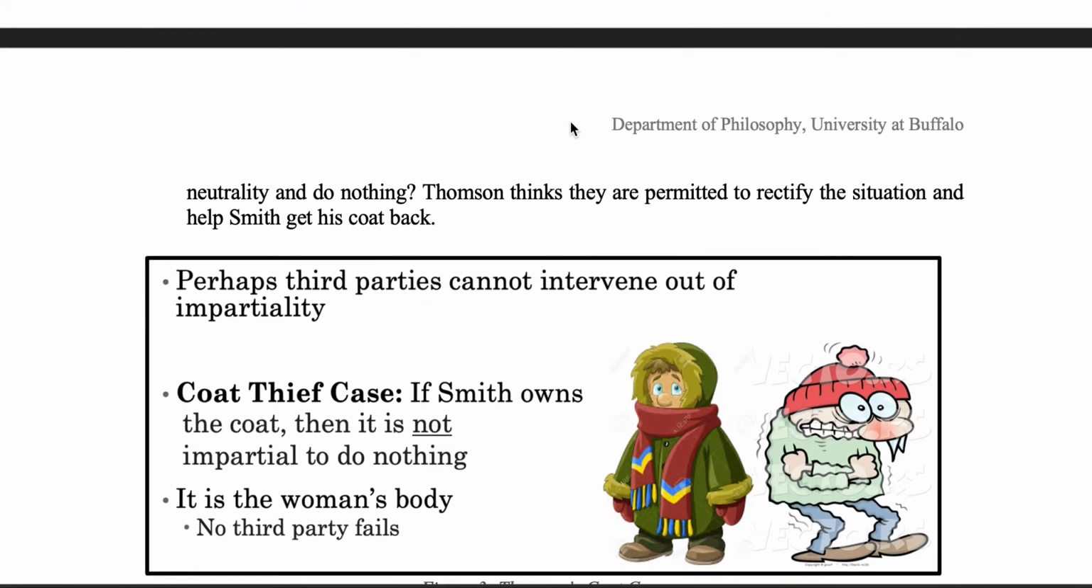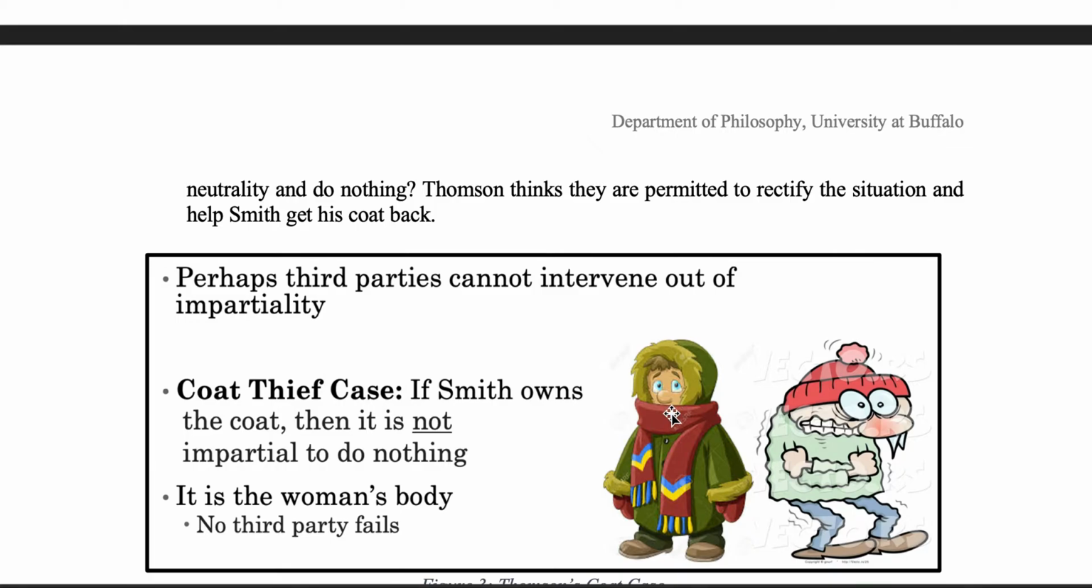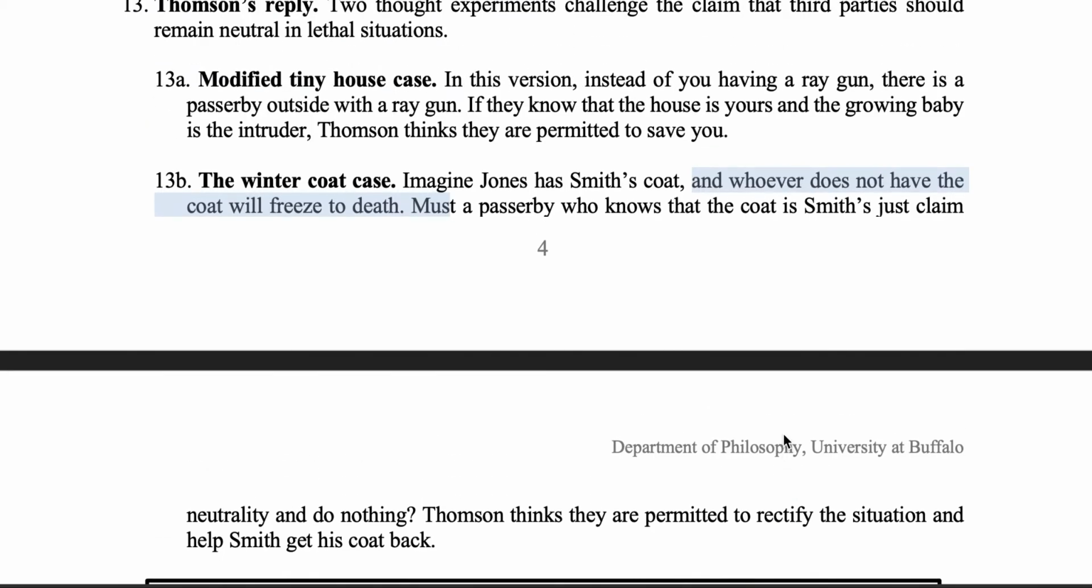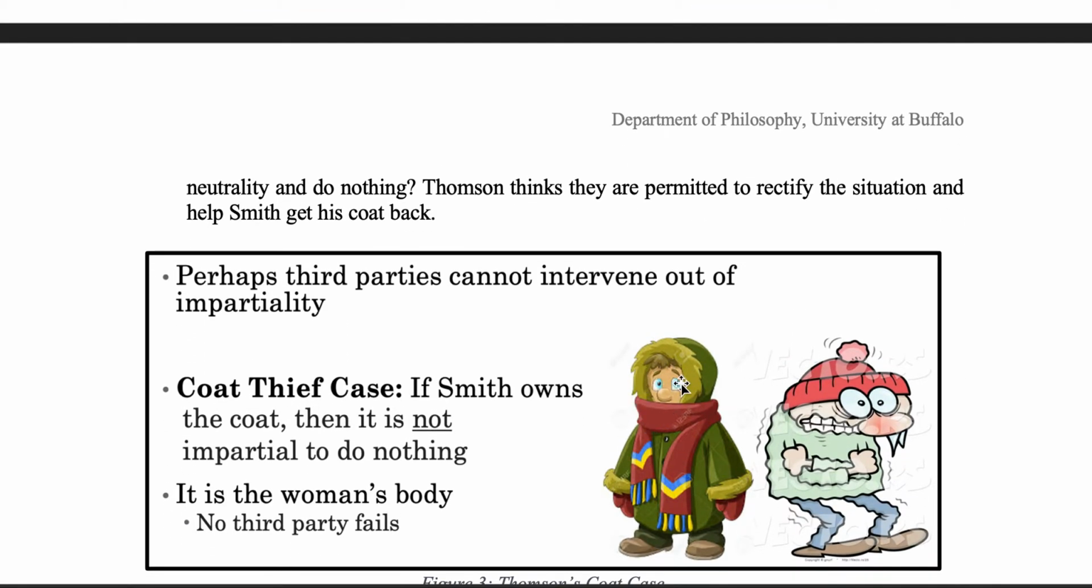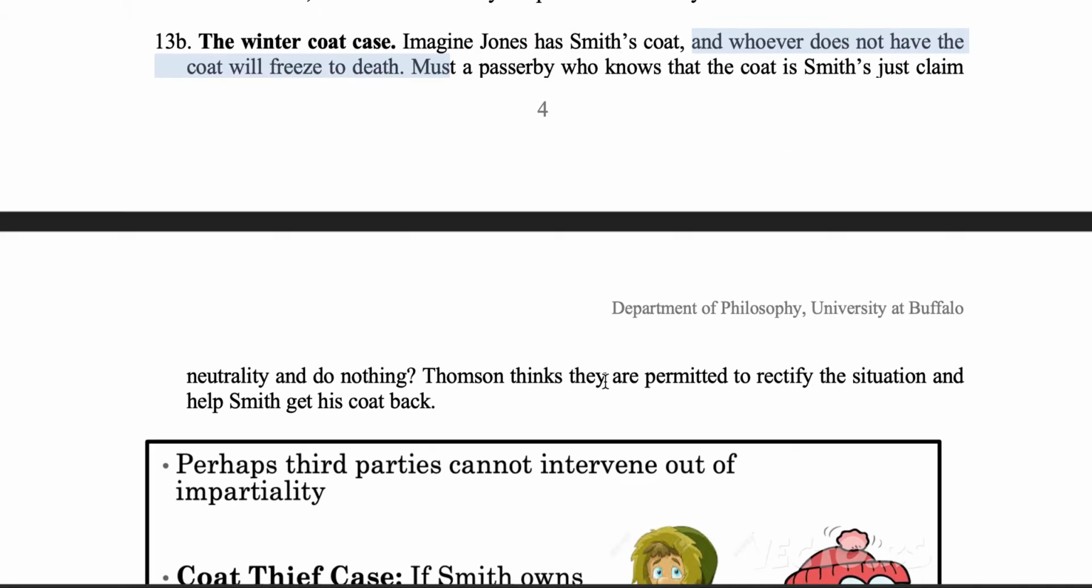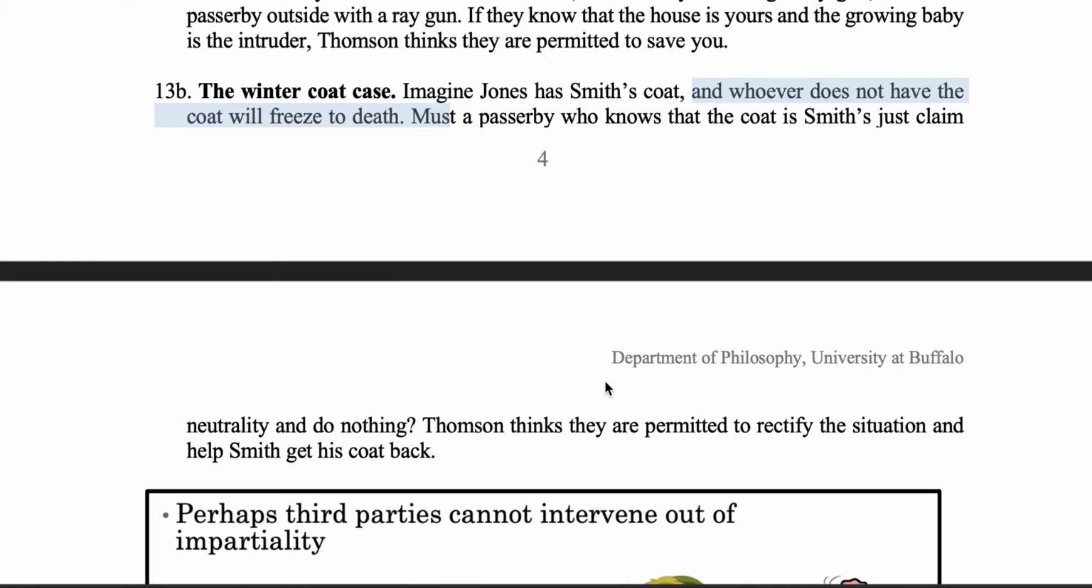and they see what's going on. Jones is not giving the coat back to Smith. Smith is dying. Sorry, hold on. It's Smith's coat. So Jones here has this guy's coat, and he's not giving it back. He knows this guy's going to die without his coat, and he took it from him, let's say. And then a passerby comes by, and they're able to help.